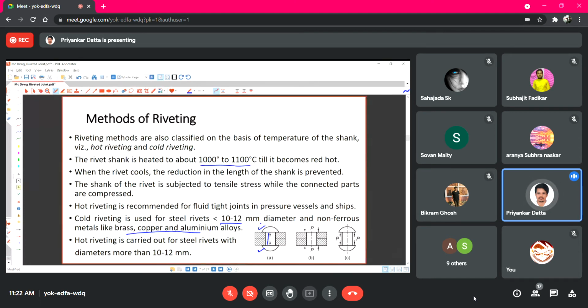As I previously mentioned, for cold riveting, a huge amount of load or force is required, because it has to be plastically deformed to change shape. So that is why it is better to shift to hot riveting. Now generally for greater than 12 millimeter diameter, we go for hot riveting.